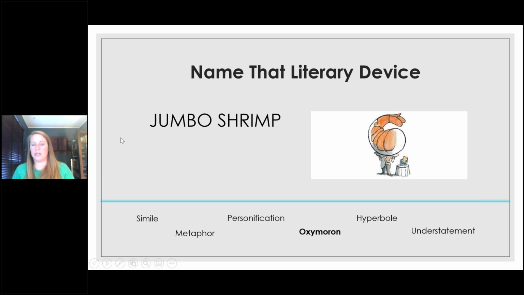Shrimp, again, by nature, typically means something that's small. Jumbo is large, but this is like that small crowd scenario where shrimp typically are small, but at least if you have to put it on a scale, a jumbo shrimp is going to be a large shrimp. So again, we've got those two contradictory words. One is an adjective and one is a noun, and that helps us to figure out that it is an oxymoron. Let's try the next one.